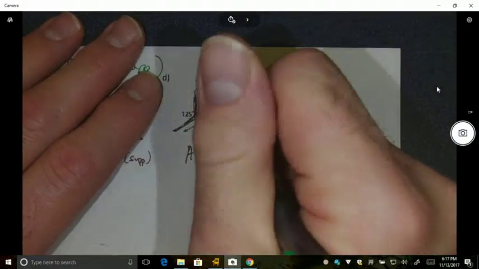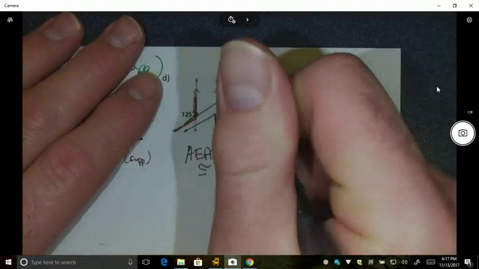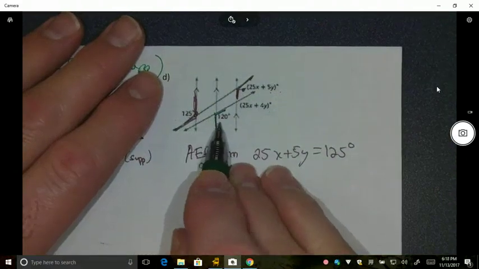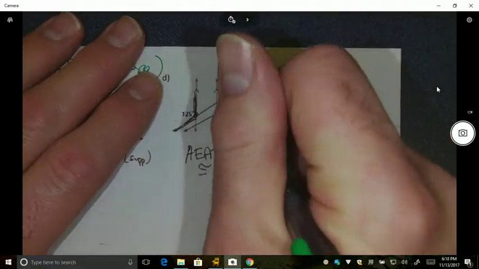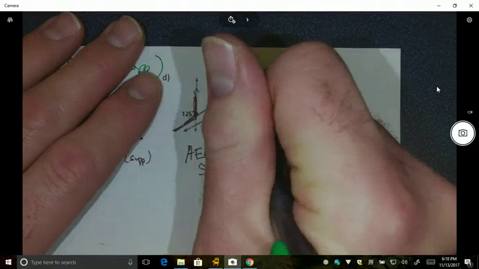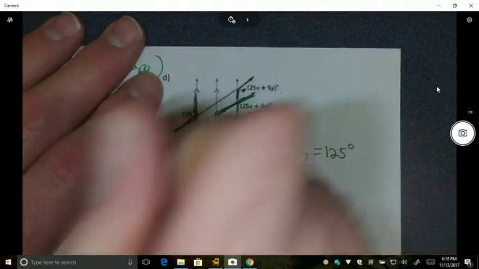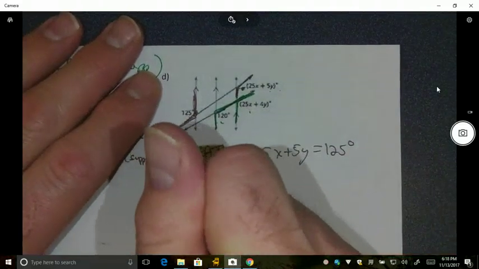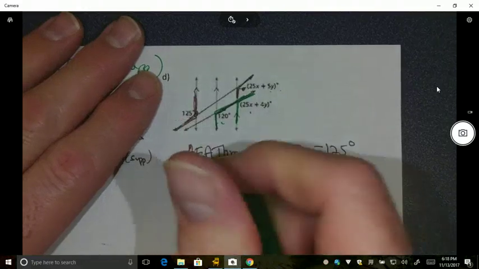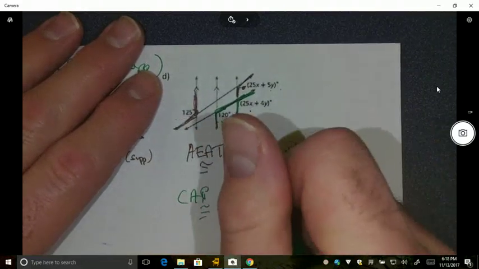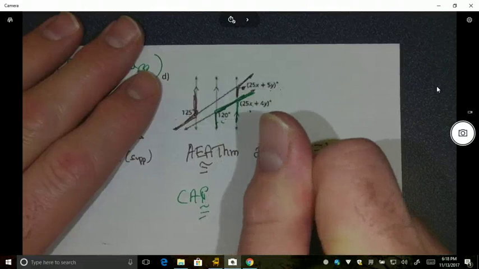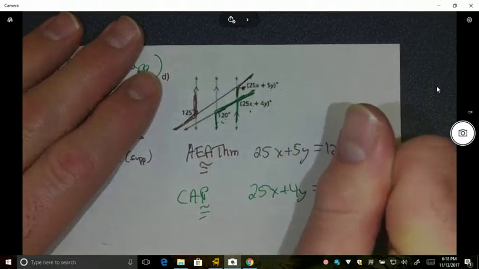For our other equation, we're going to follow this transversal. This one tends to be inside these 2 parallel lines. This one is outside, so I'm going to connect that transversal a little bit more. I see the letter F. So by the corresponding angles postulate, those 2 angles are congruent. 25x plus 4y equals 120.